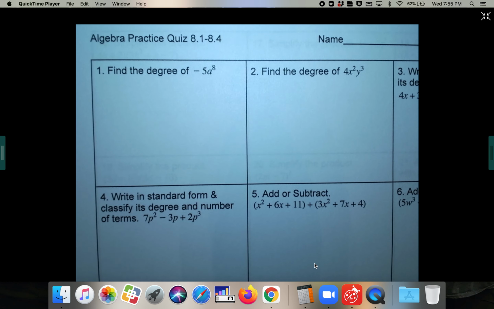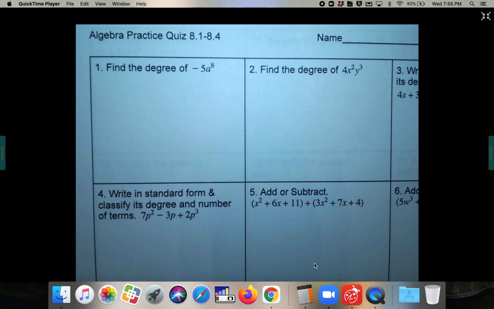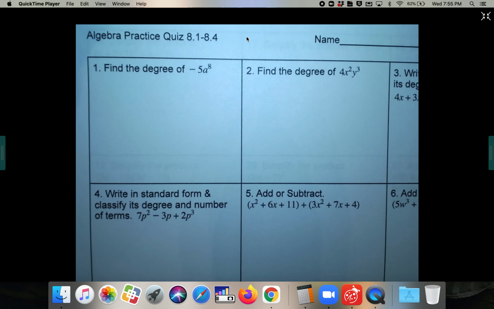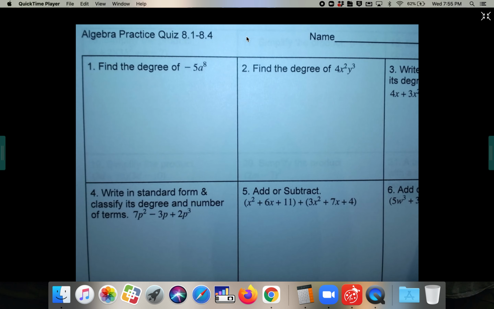Okay, for your algebra practice quiz, I'm going to go ahead and work out all of them. You may not need me to work out every single one for you, so you can fast forward or skip around with whatever you needed help with. And definitely be sure you check all your answers just to make sure that you're ready for the upcoming quiz.